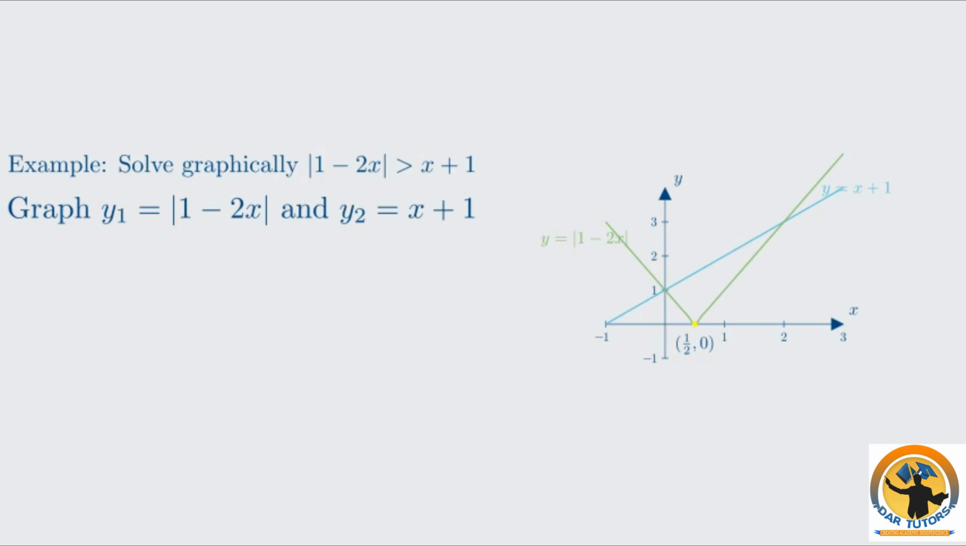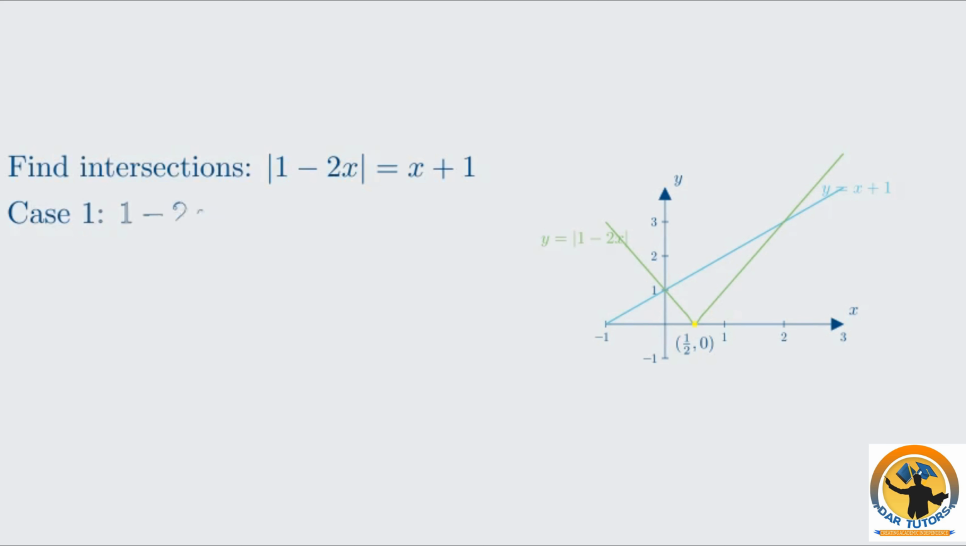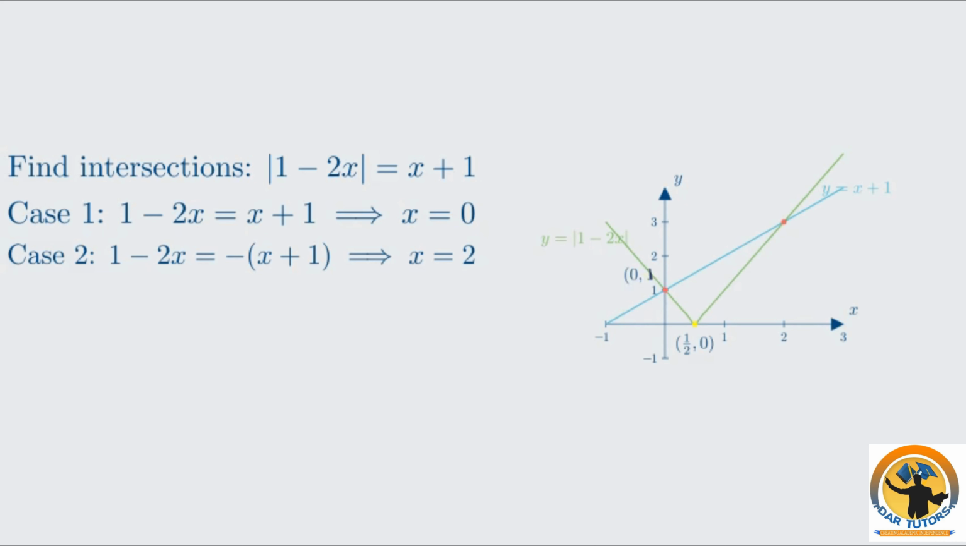Now we look for the points where the two graphs intersect. We can find these algebraically by setting the two functions equal to each other. We solve the equation, the modulus of 1 minus 2x equals x plus 1. This gives us two cases: 1 minus 2x equals x plus 1, which solves to x equals 0, and 1 minus 2x equals negative x minus 1, which solves to x equals 2. So the graphs intersect at x equals 0 and x equals 2. The corresponding y values are 1 and 3.